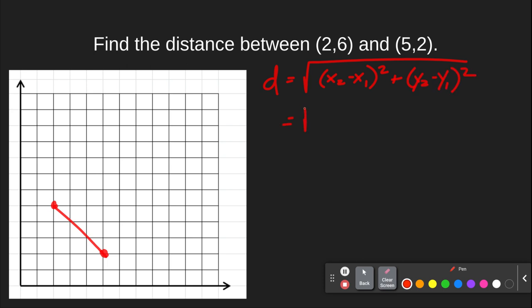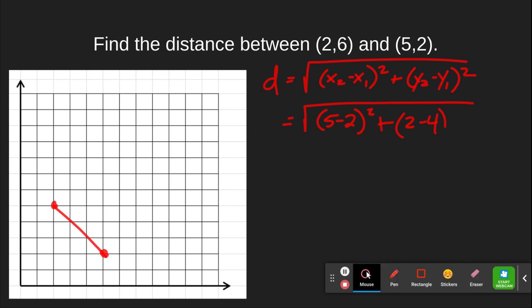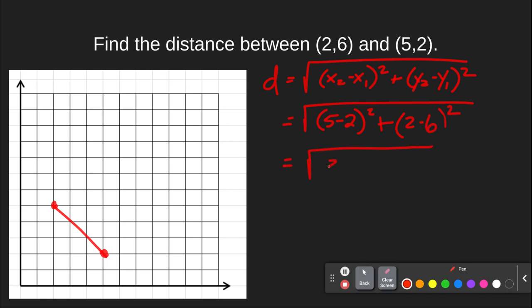So for this one, it's going to be the square root of 5 minus 2 squared plus 2 minus 6 squared. So what do you get for that? The square root of 3 squared plus negative 4 squared, square root of 9 plus 16. Oh, there it is. Square root of 25, just showing you all my work. It's 5. That distance is 5.